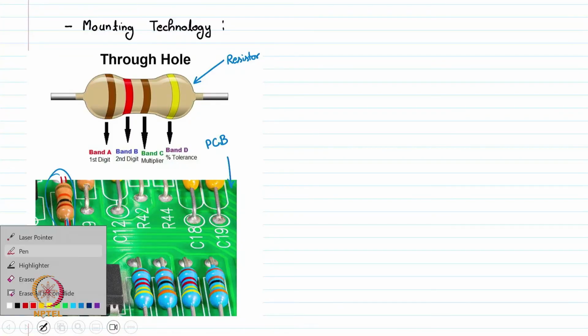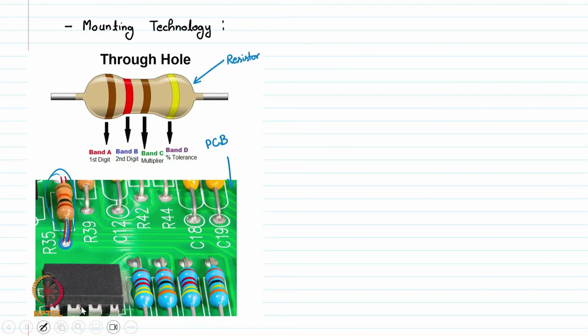So we have these pin through hole PTH components.